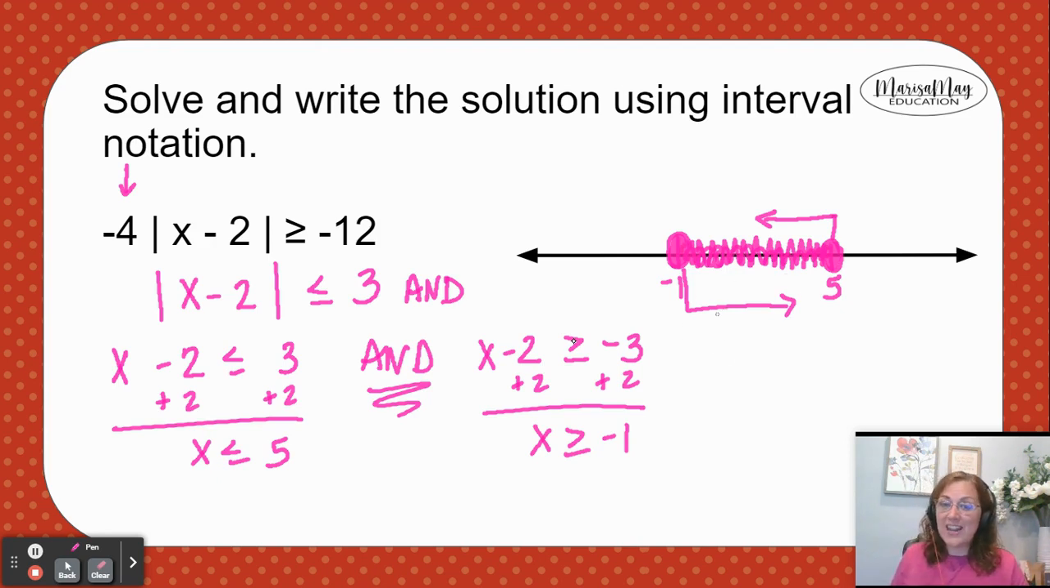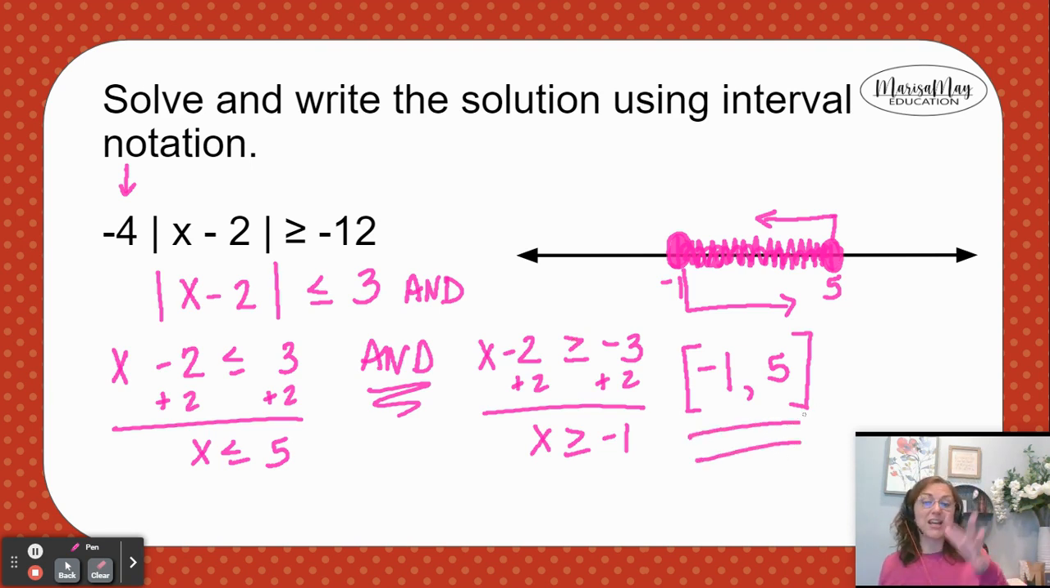So for this shading, it begins at the left at -1 and it ends on the right at 5. Because there are closed circles for both of them, we put a bracket for -1 and a bracket for 5. So this is my interval notation for the solution for this inequality.